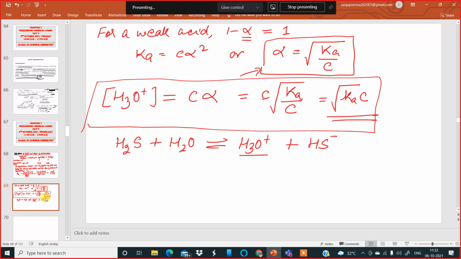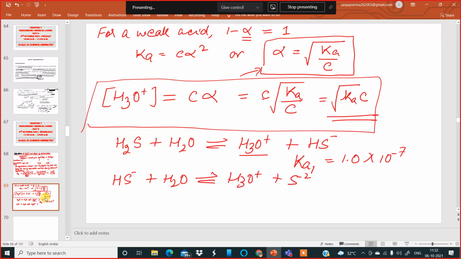Here in this situation, in the first step, the dissociation constant of the acid, Ka1, has a value of around 1.0 × 10^-7. And for the second step, the dissociation of the hydrogen sulfide ion in water, it breaks down to give another hydronium ion and a sulfide ion. For the second equation, the dissociation constant of the acid, Ka2, is roughly 1.3 × 10^-30. Now you see, there are two values over here.